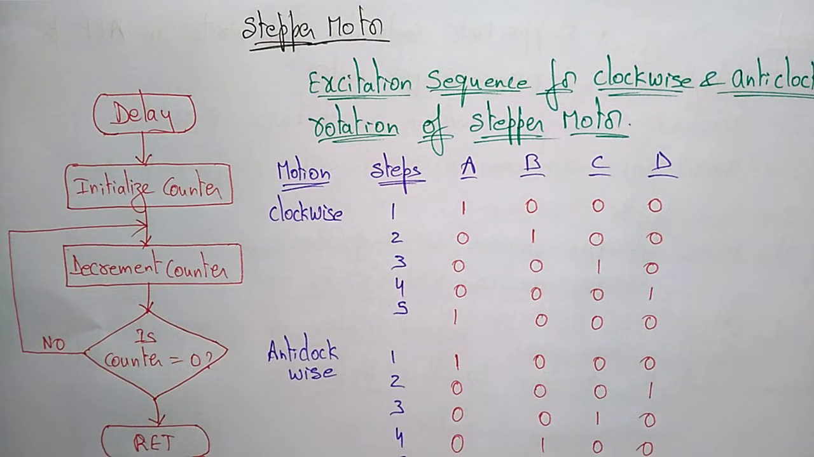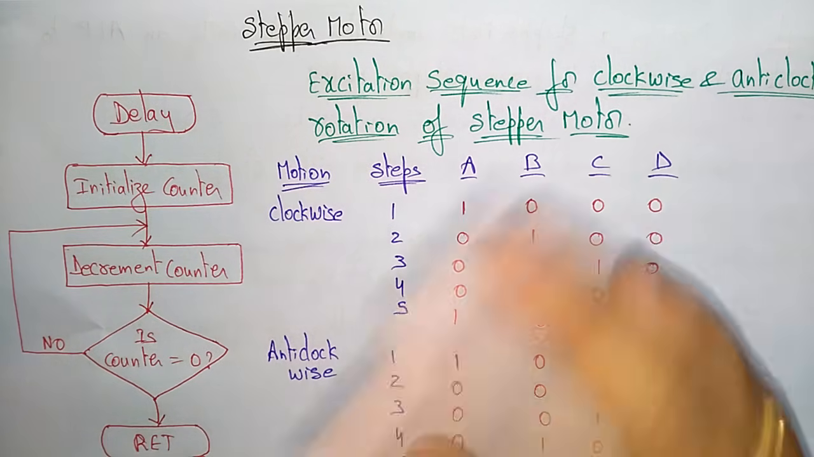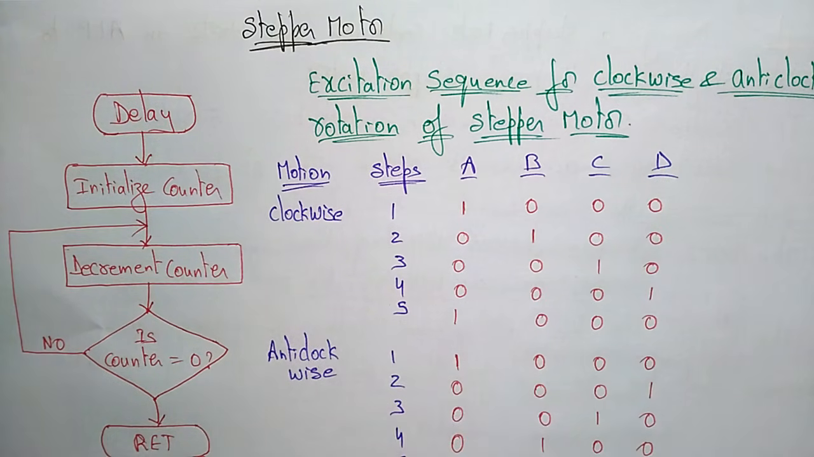A stepper motor may be rotated in two directions. So it may be rotated in clockwise direction or in anti-clockwise direction. It can rotate to one side or to the other side, that is clockwise and anti-clockwise.